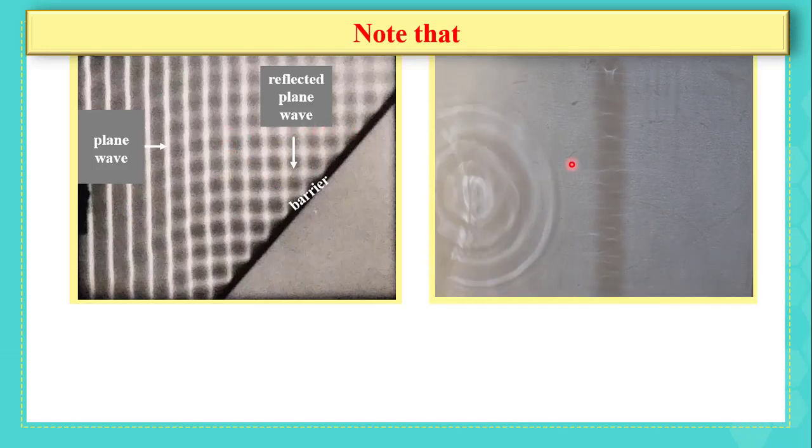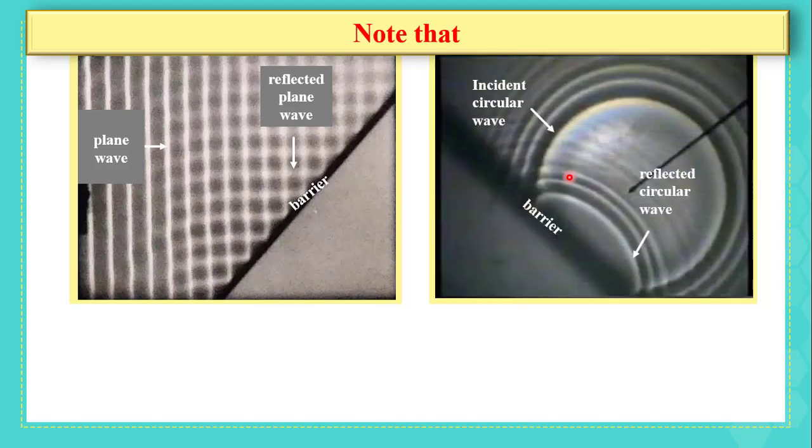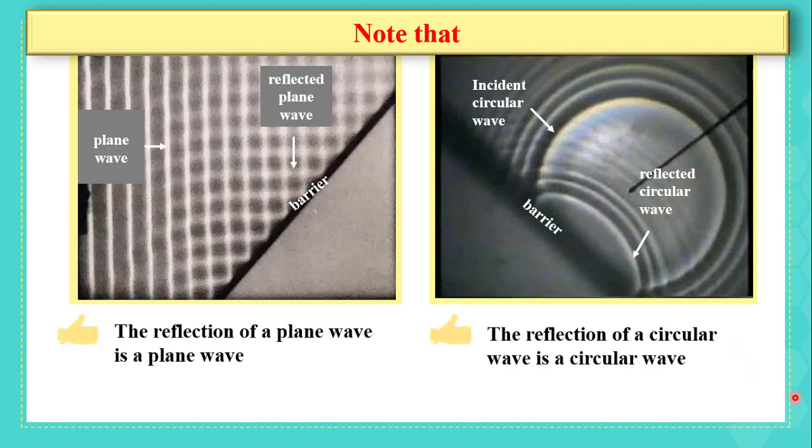Also, when a circular wave hits a barrier, it reflects, and you can notice that its reflection is also a circular wave. Then we can say that the reflection of a plane wave is a plane wave, and the reflection of a circular wave is a circular wave.